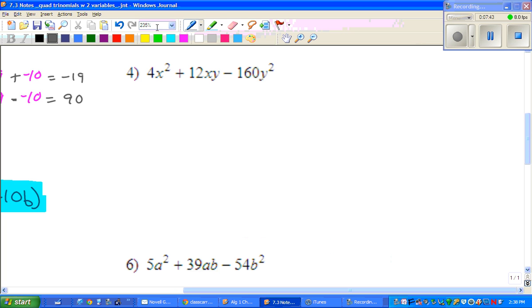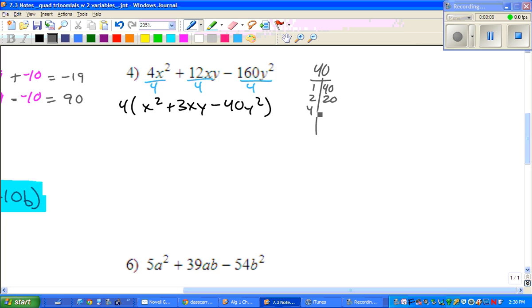Alright, number 4. Remember to take out the GCF first, which is a 4. The 4 comes out front, and we're left with x squared plus 3xy minus 40y squared. Okay, we need the factors of 40. And out of these, which ones add up to get you 3 and multiply to get to negative 40?